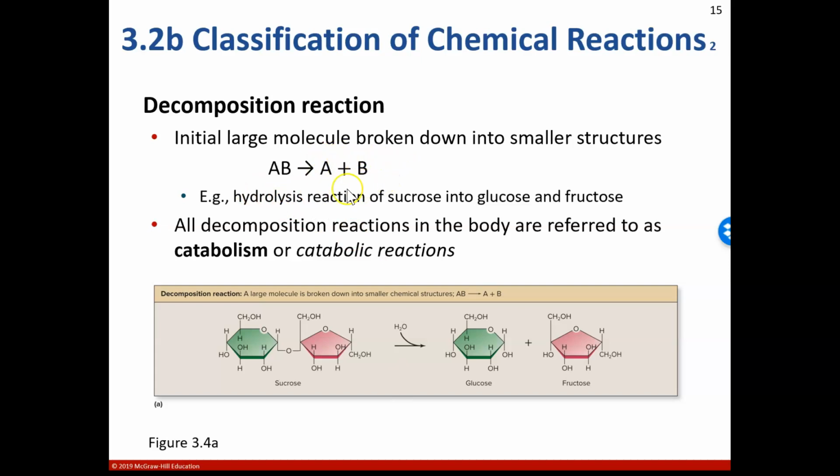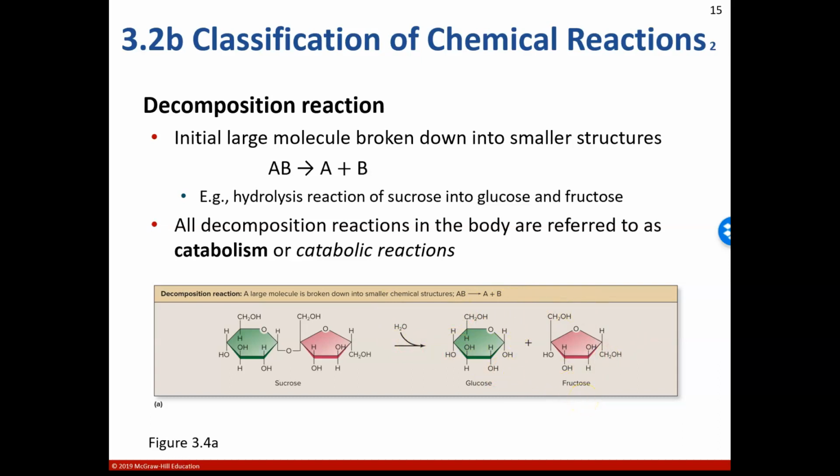Examples of this would be like hydrolysis reaction of sucrose into glucose and fructose, which you can see taking place down here. And we say hydrolysis because notice that water is involved. Water is added to the reaction that allows the breakdown into these smaller molecules.